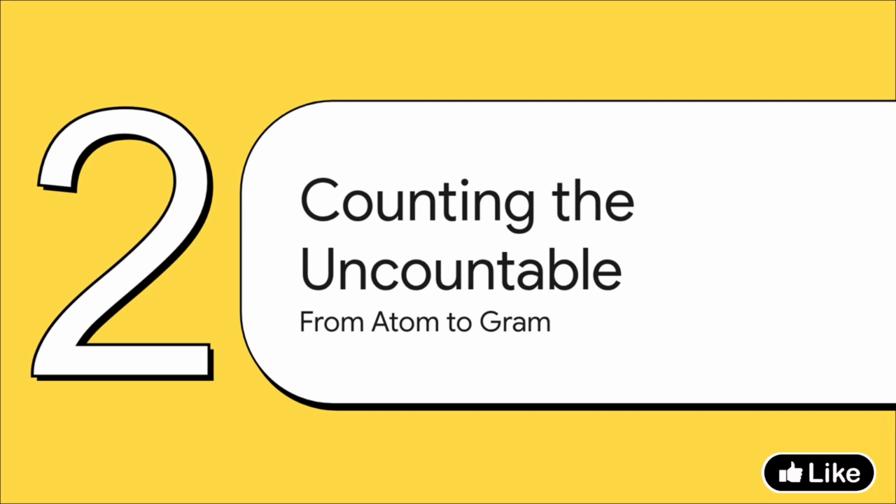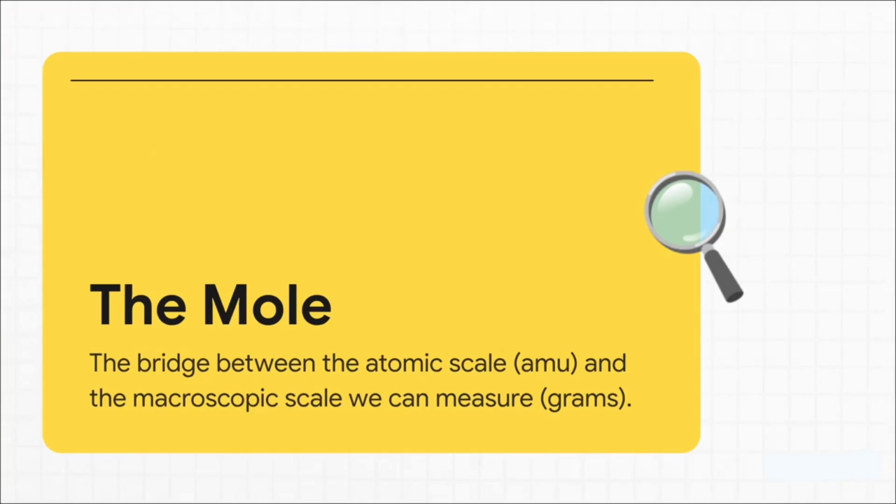But here's the catch. That mass is in AMU, a unit so ridiculously small that we could never, ever hope to measure it directly. So how do we get from there to grams? Something we can actually weigh on a scale? Well, the answer is this amazing little concept called the mole.